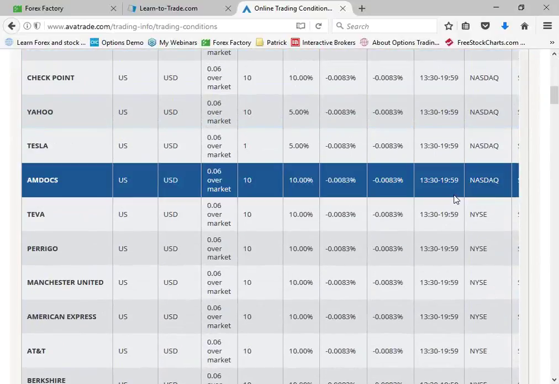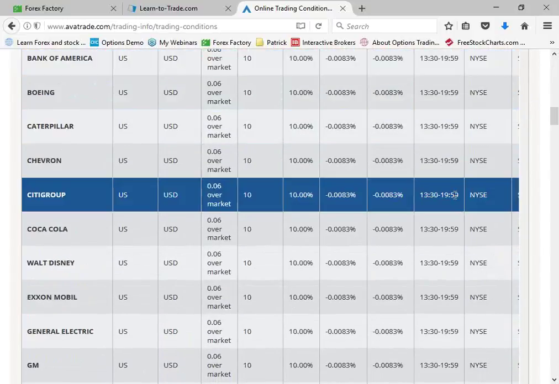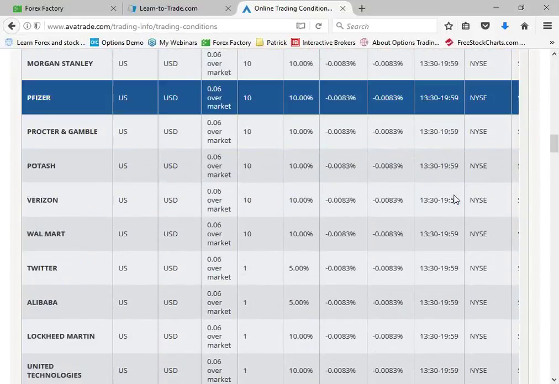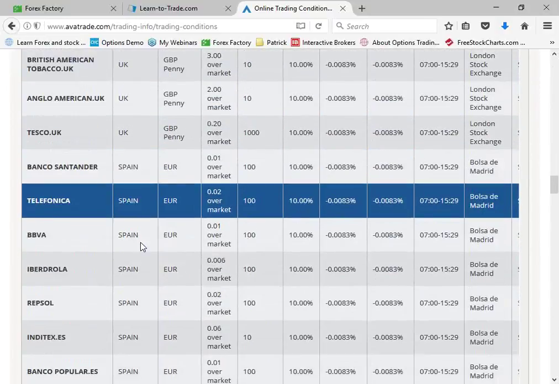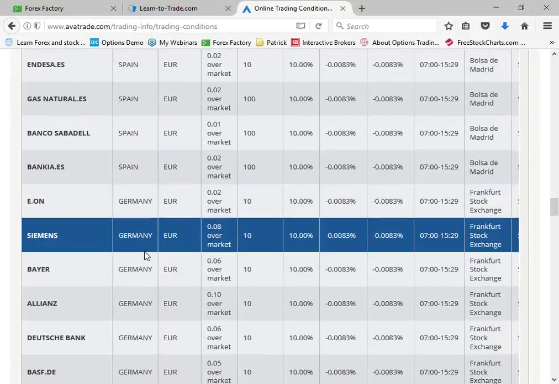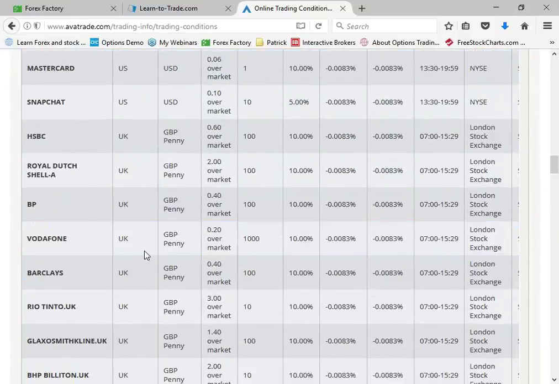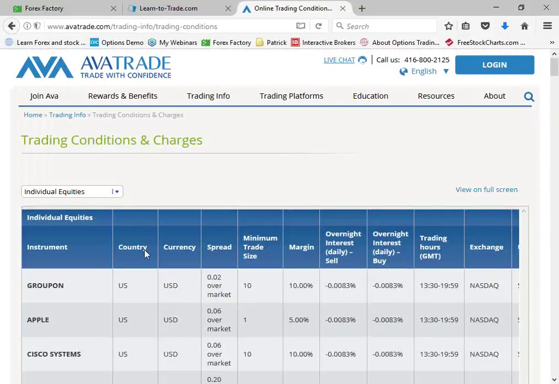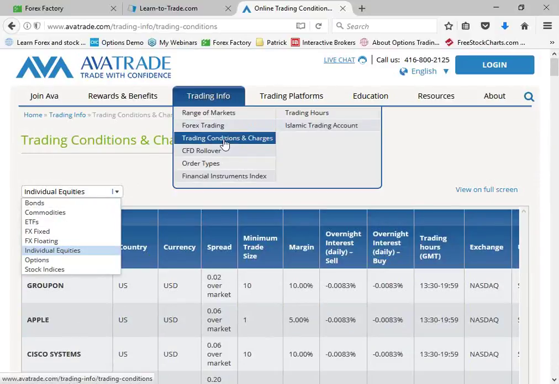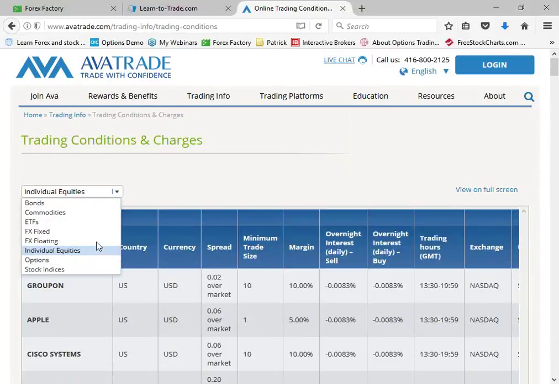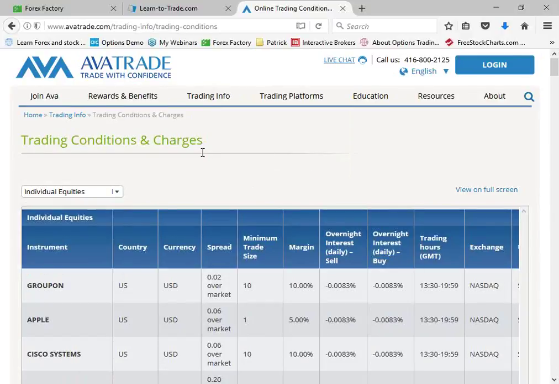Okay, and it also gives you other stocks that you might want to trade as well. Other than US, you can trade some European stocks. Just scroll down and you'll see the UK stocks, and you'll see Spain and so on. Germany, different other stocks that you can trade as well. So whatever product you choose to trade, you can see the trading hours and their leveraging and so on just by going to the trading info, trading conditions, pick the products, and it'll tell you how much money you need with regards to margin requirement in order to participate.